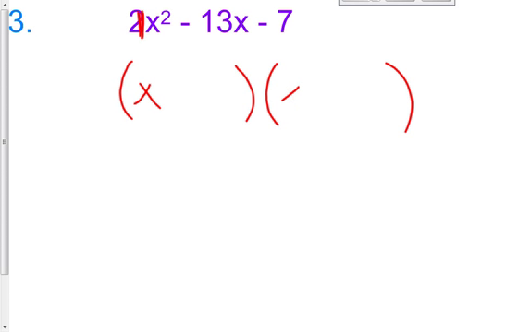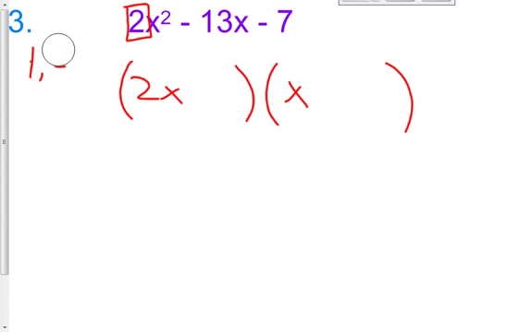Factoring becomes significantly more difficult when you have a coefficient other than 1. As you can see right here, I have a coefficient of 2. So now I got to think of factors of 2 that are going to be in my first term of my binomials. My factors of 2, there's only one pair. It's just 1 multiplied by 2. So that must mean I have to have 2x in one and 1x in the other, because 2x times 1x is 2x squared.